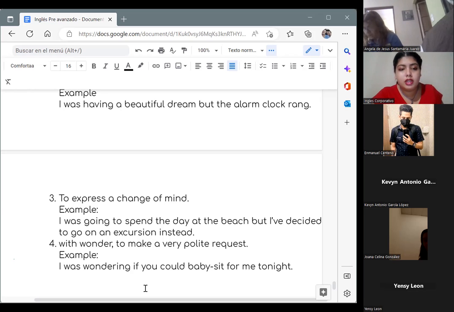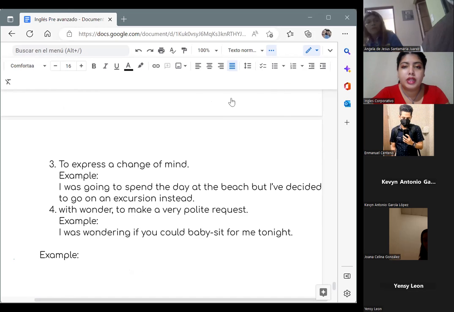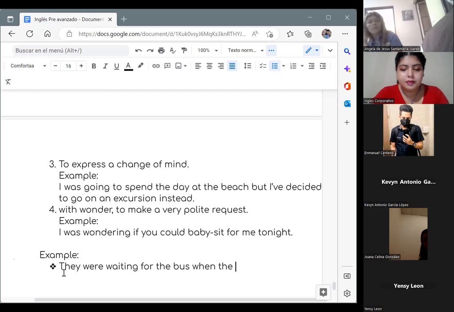And we're going to see the last examples because we're going to change the structure. So in this case, I'm going to write four examples. We have, they were waiting for the bus when the accident happened.